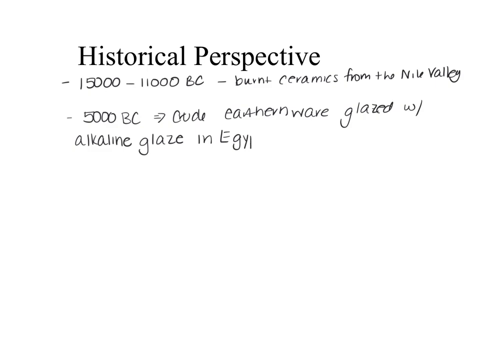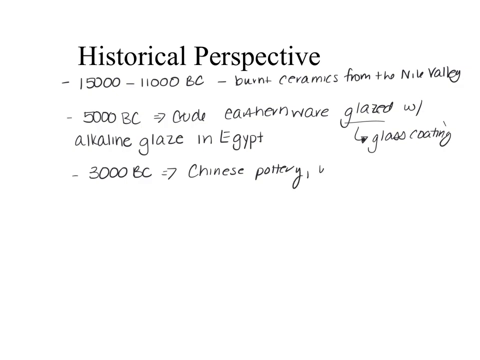in Egypt. Now, I want to remind you, we talked about glaze in the glass chapter, but that's just a glass coating. A lot of times that is what gives the pottery its color, the metals in the glaze. In 3000 BC, Chinese pottery wheels, and clay molds started to appear.